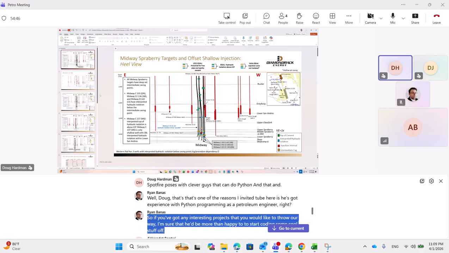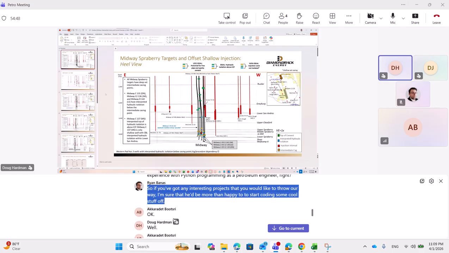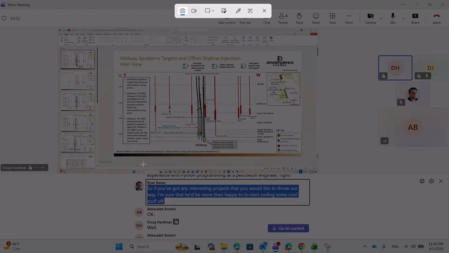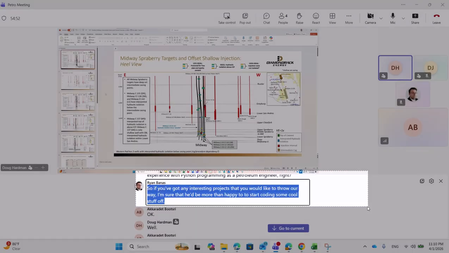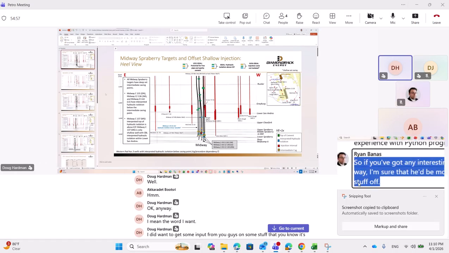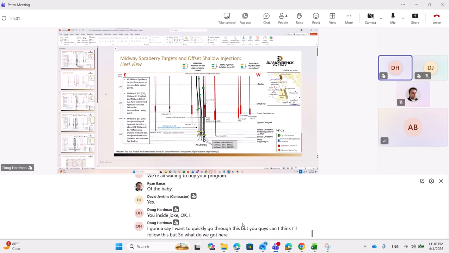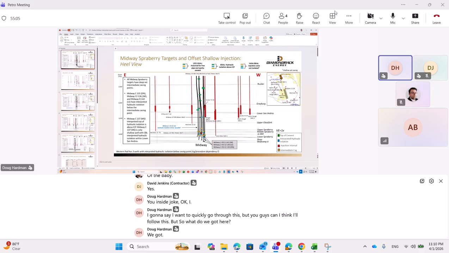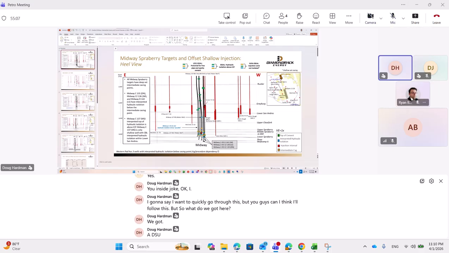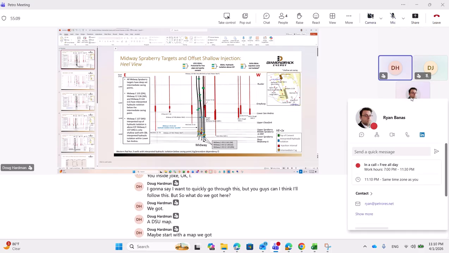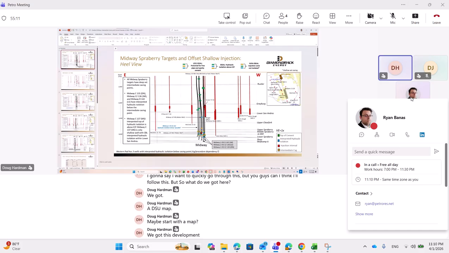Anyway, inside joke. Okay, I want to quickly go through this, but I think you guys can all follow this. So, what do we got here? We got a DSU map. Maybe start with the map.